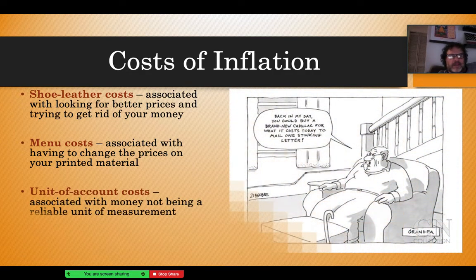And then finally, the last one, and this is something you've maybe heard. It's always the stereotypical thing your grandparents say, right? Back in my day, you could buy a brand new Cadillac for what it cost to mail a letter, right? That's unit of account costs, right? Money is not an accurate way to describe things anymore because things have gotten so expensive.